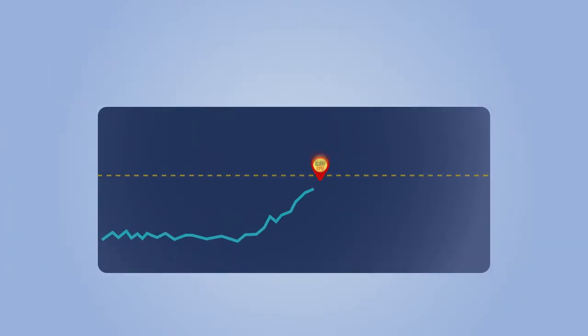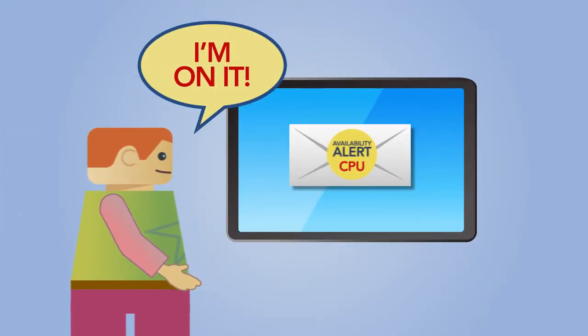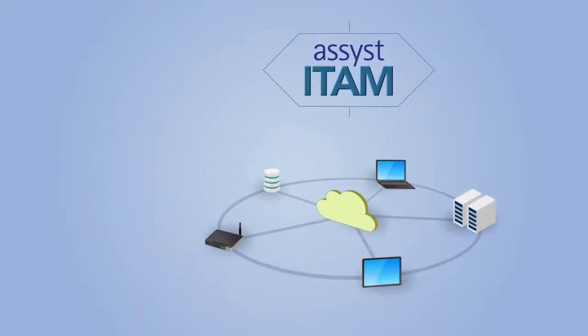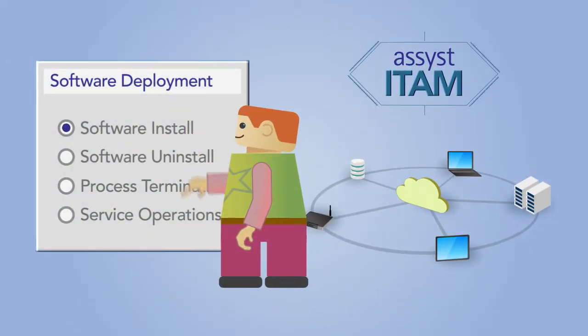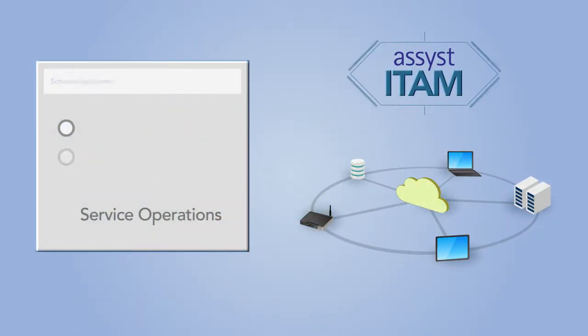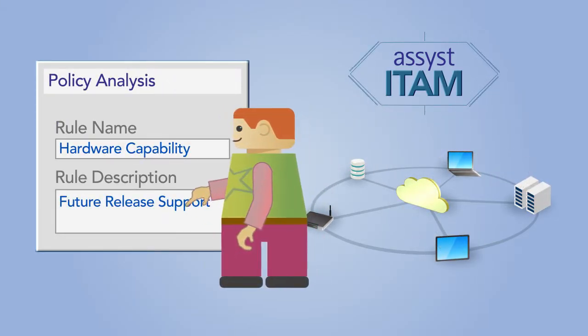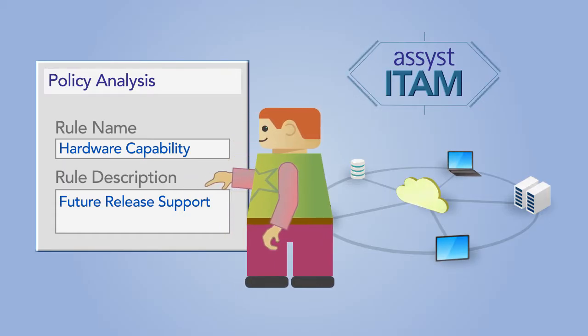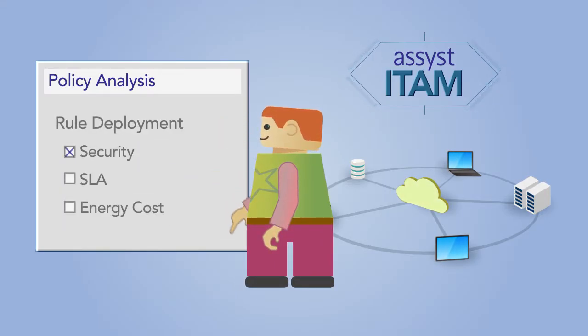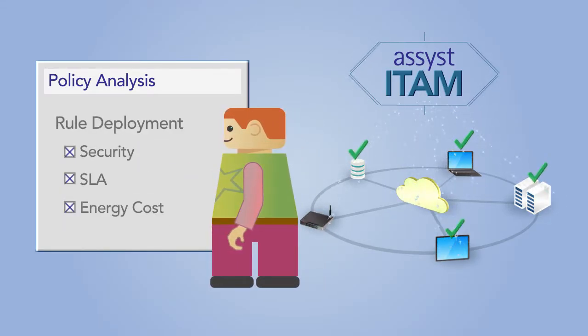Assyst ITAM can identify hardware and software issues and alert the right people to resolve them. Assyst ITAM can handle software deployment and removals. It can manage and automate releases. It can tell you which hardware supports your next software release. It can monitor policies governing security, SLAs, and energy costs.